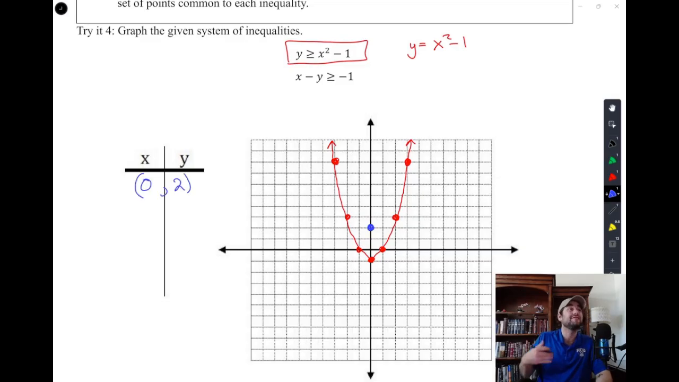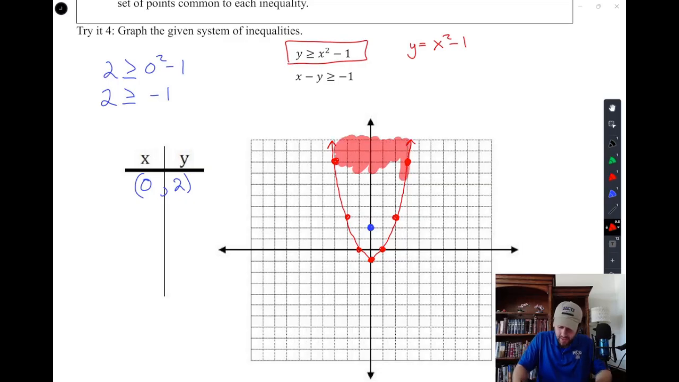And we're just going to see if it's true, looking at only the red equation. If we plug and chug 0, 2, is this true? So if I plug and chug 0, 2, I get 2 is greater than or equal to 0 squared minus 1, which means 2 is greater than or equal to negative 1. Is that true? Yes. And so what that allows me to do is say, okay, everything in that section, I'm going to highlight red. Everything in that section up there is a potential solution to just that red equation.